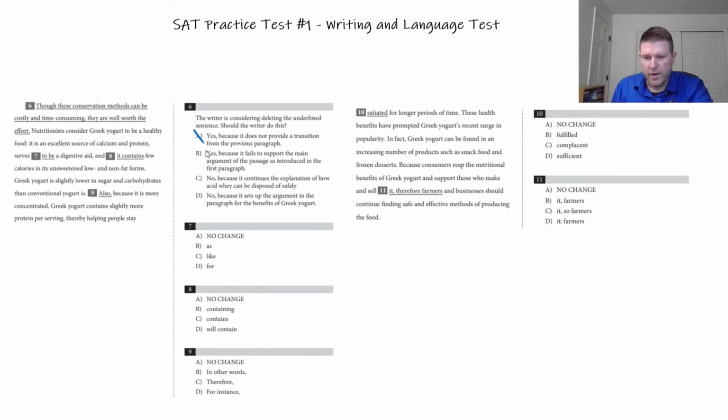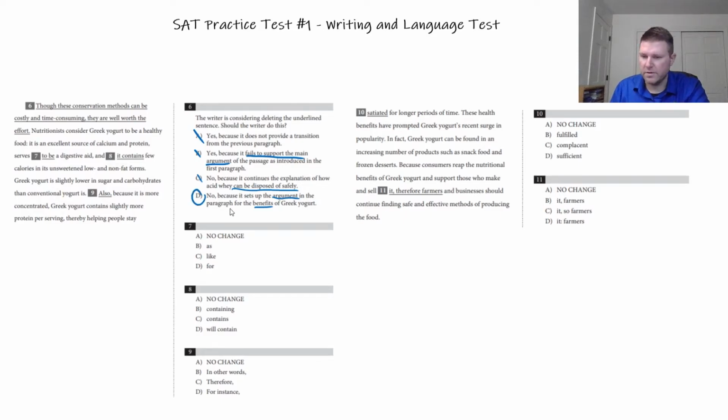So A, no. And then B, because it fails to support the main argument of the passage as introduced in the first paragraph. So fails to support the main argument. That's not necessarily true, right? So B is out. And then C, no, because it continues the explanation of how acid whey can be disposed of safely. That's not what they're talking about in this paragraph, so that's not why it should be kept, right? If you look at D, no, because it sets up the argument in the paragraph for the benefits of Greek yogurt. And that's exactly what they're doing.